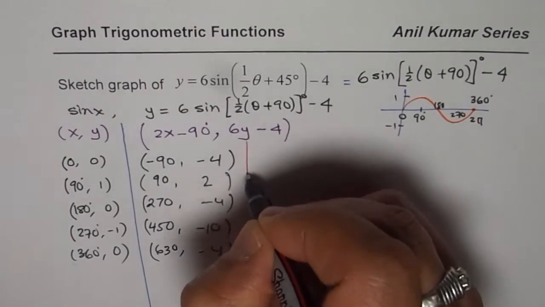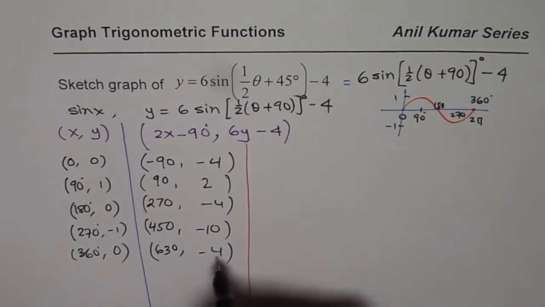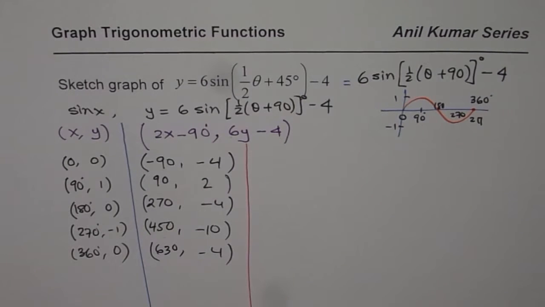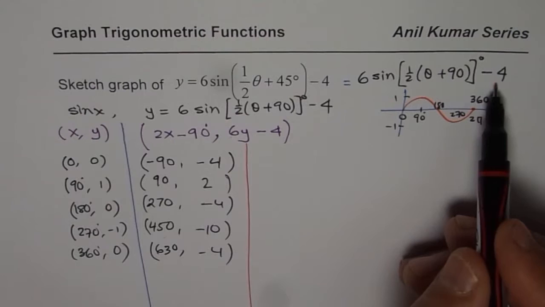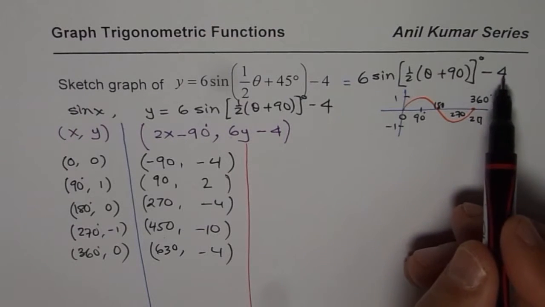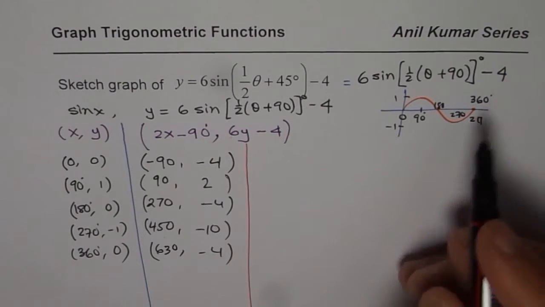So that is done, right? So if you have these points, you can always sketch, no problems. The other way is to understand the function. Okay, so here we say minus 4. So minus 4 is your axis.